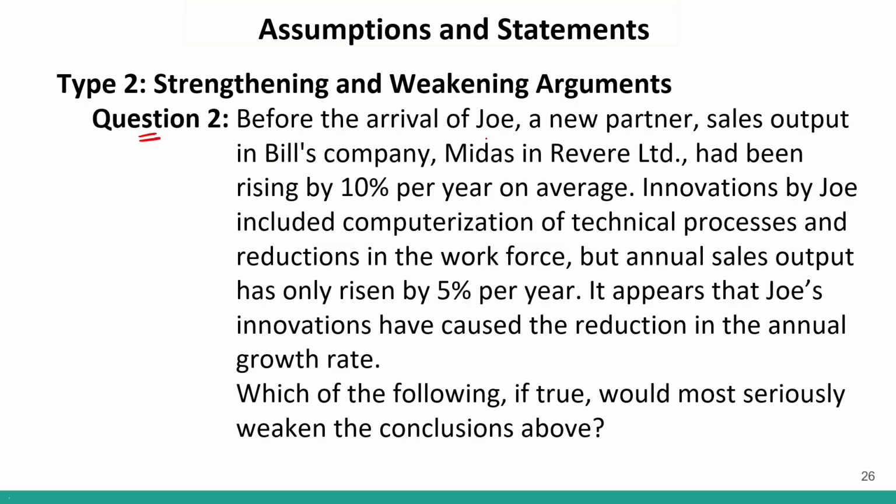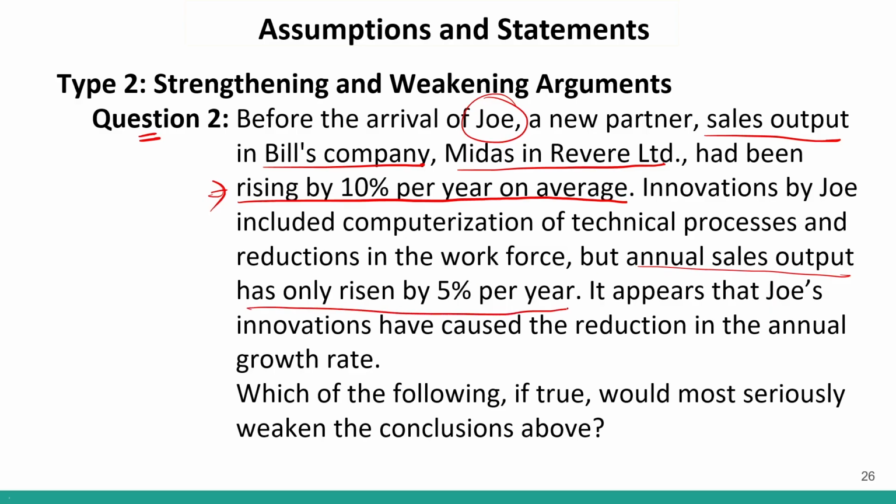Before the arrival of Joe, a new partner, sales output in Bill's company, Midas and Rivers Limited, this was the name of the company, had been rising by 10% per year on average. So, Joe is a person, and before he joined, the company's sales output was rising by 10% per year on average. Innovations by Joe included computerization of technical processes and reductions in the workforce. But annual sales output has only risen by 5% per year.